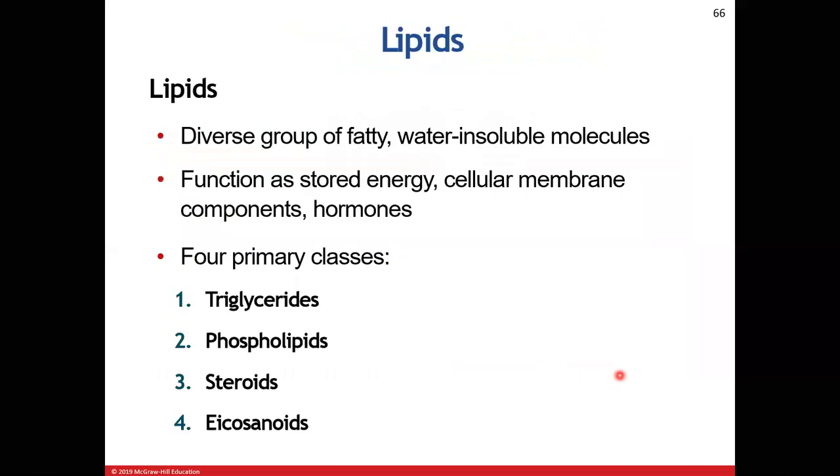So one of the things we're going to look at, as far as the larger biomolecules, are lipids. Lipids are a diverse group of fatty, water-insoluble molecules. When we look at lipids and fats, they're used as stored energy. We're going to find them in a lot of our cellular membrane components, and we also see them function as hormones. We have four primary classes: a triglyceride, a phospholipid, a steroid, and an eicosanoid.